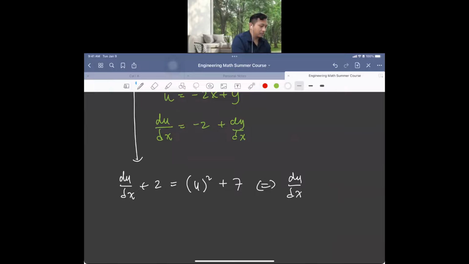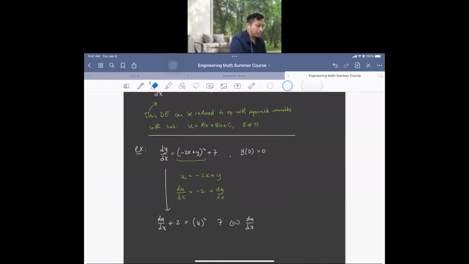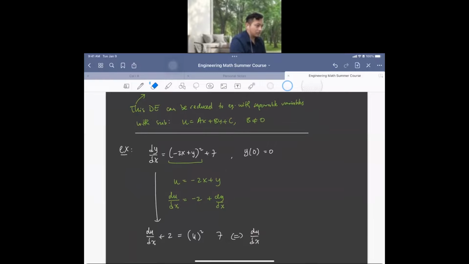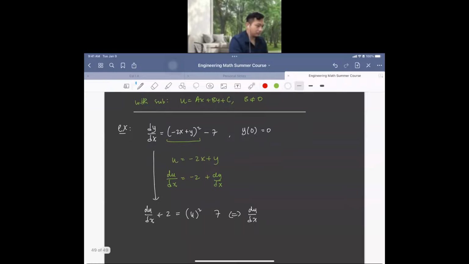And we may have du/dx. Oh, sorry, it's not plus 7. It's supposed to be u squared. Oh, it's supposed to be minus. Okay, u squared minus 9.